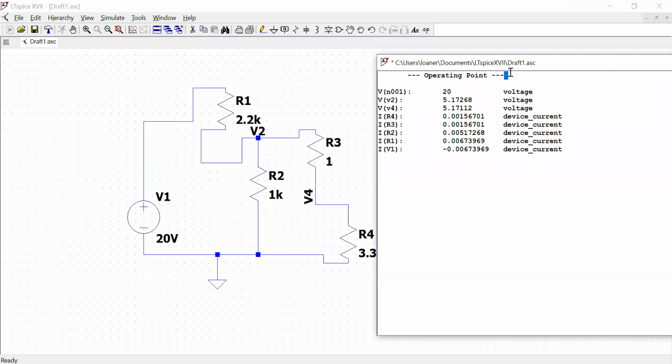Shorting actually means that you are replacing this resistor with just a wire, right? So what we want to do is see what will happen if we just short the circuit. If you short this R3, this branch will be there, but all the voltage drop will be across R4.